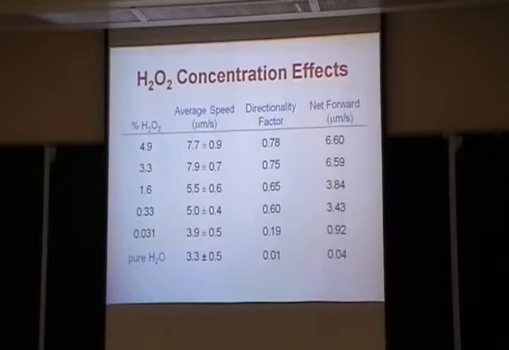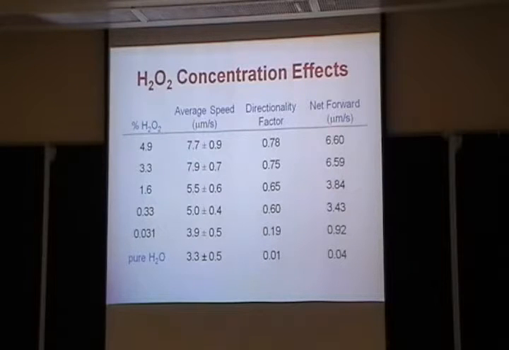Here's some raw data. So here's the speed, here's the directionality, here's the forward velocity, if you will. So in pure water, there is some movement. This is, of course, Brownian movement. The directionality is essentially 0, so the forward velocity is close to 0. And then if you add hydrogen peroxide, it keeps increasing. The directionality increases and forward velocity increases. But note that it starts to level off.